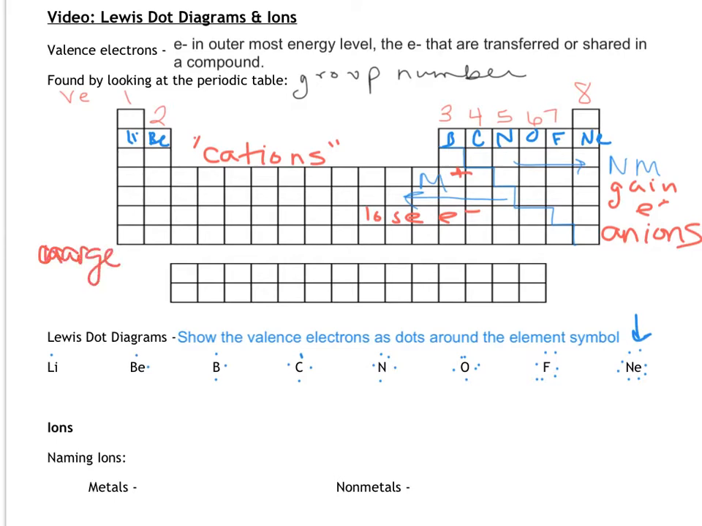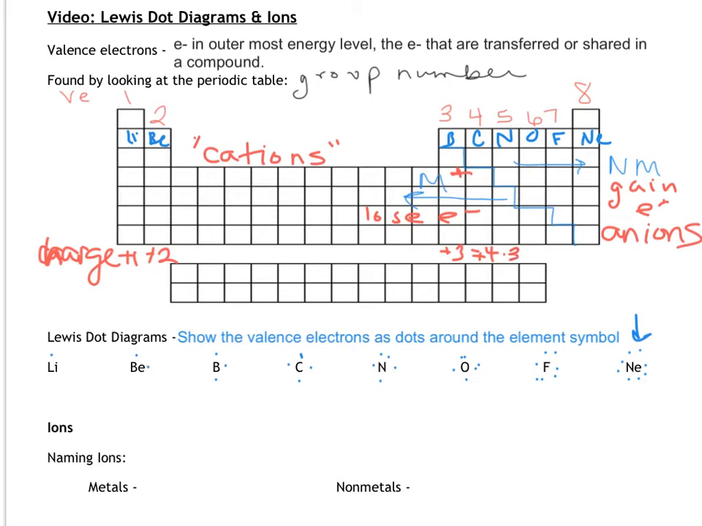So the charge, for group 1 they're going to lose their valence electrons, so they're going to have a charge of +1. Group 2 is +2. Group 3 is +3. Group 4 is going to be negative or positive 4, depending upon if it's a non-metal. So these are going to be -4, or metals are going to be +4. Group 5, mainly non-metals, so they're -3.